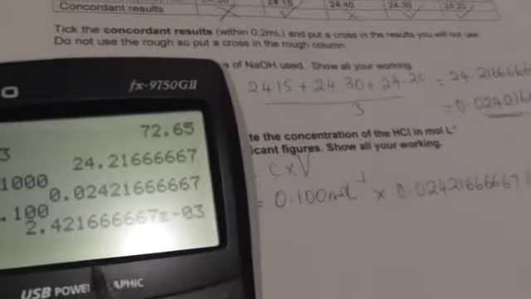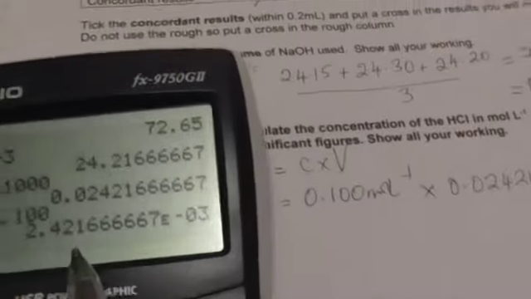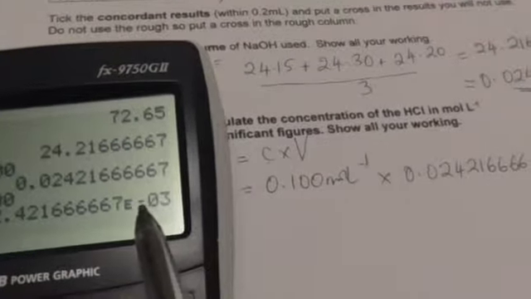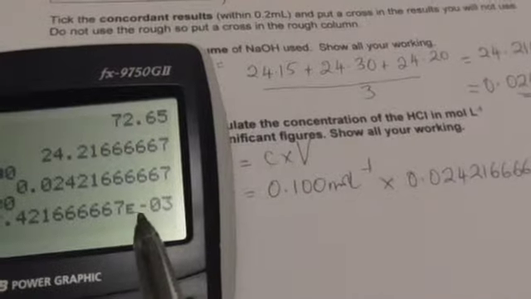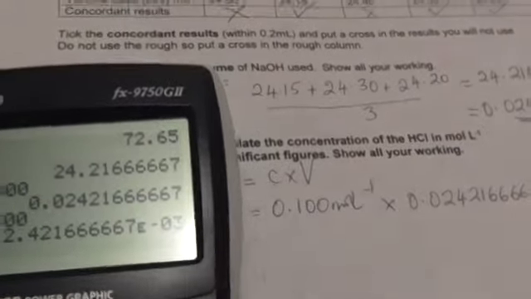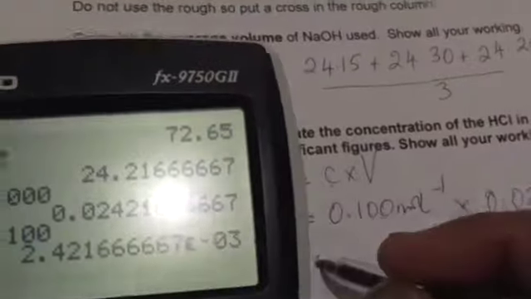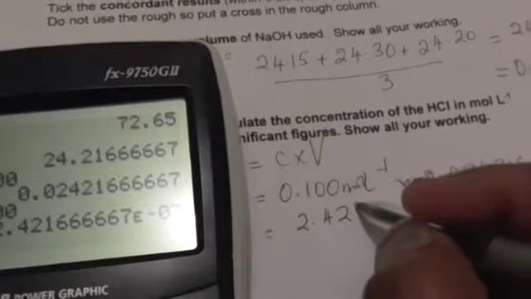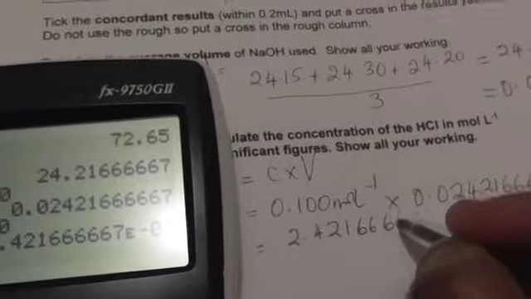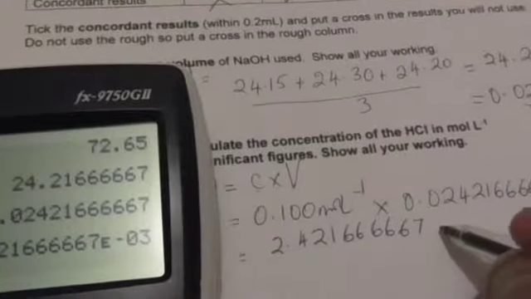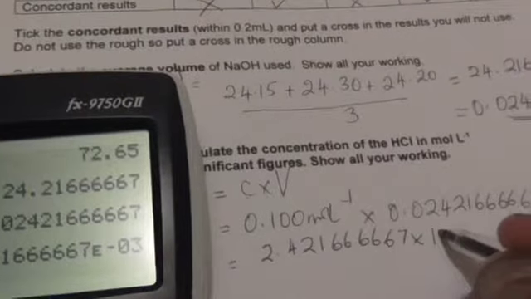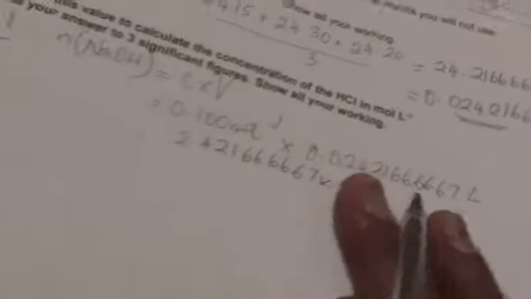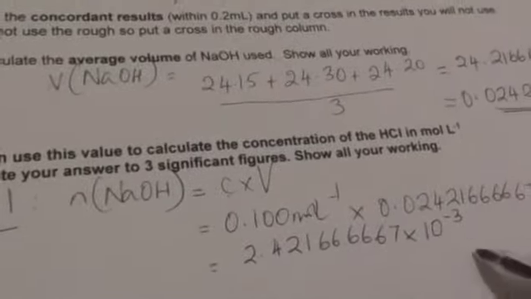So my answer on the calculator says it is 2.421666667 e to the power of minus 3. So what is that e? It is just exponent, that is 10 raised to the power. Alright, so I'm going to write this number down in my answer sheet. It's 2.421666667, and e is exponent, that means times 10 raised to the power of negative 3. Alright, what have we been trying to calculate here? It is the number of moles. So what will the unit be here?